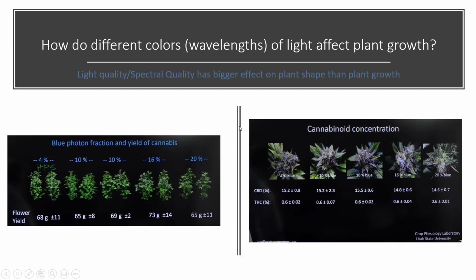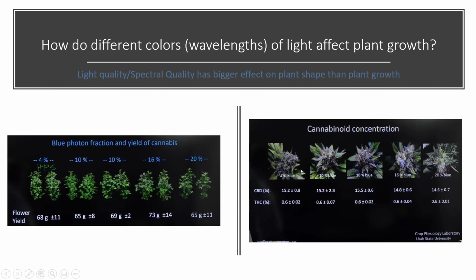Here are examples again with cannabis. If you look at flower yield under different percentages of blue light, we may see different shapes or different sizes as you see here, but it doesn't affect the yield. Ultimately, you're getting the same flower yield under different fractions of blue light. It may look like these numbers are going up, but these are standard deviations, that's the variation. You see there's big variation here. There's no real statistically significant difference in yield growing these under different amounts of blue light.